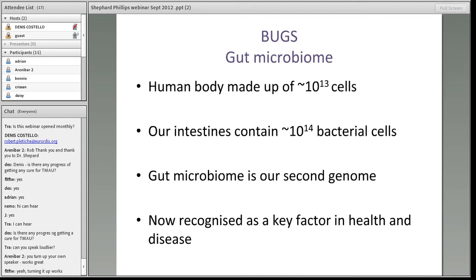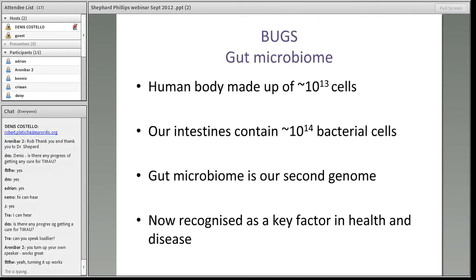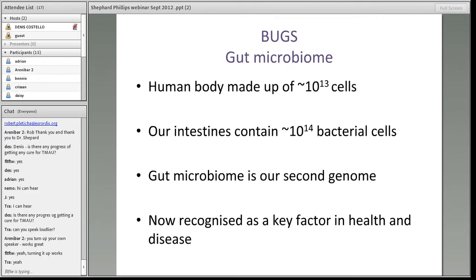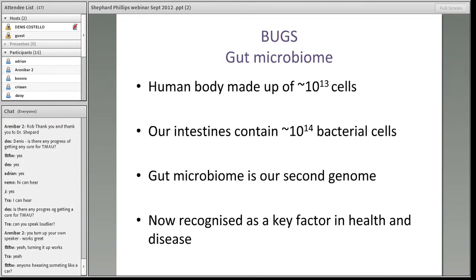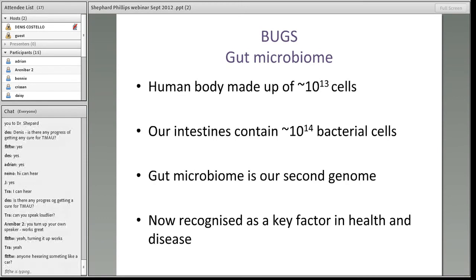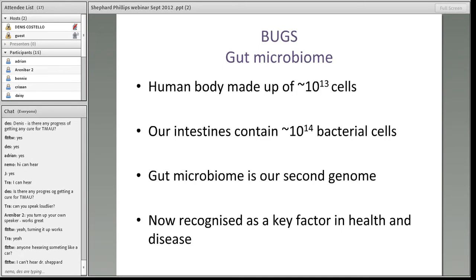So what I'd like to do here is to introduce you to the concept of bugs and the gut microbiome. If we simply look at the number of cells that make up the human body, we have a lot of cells, and it's about 10 to the 13 cells. But our intestines contain at least 10 to the 14 bacterial cells. We don't really know how many bacterial cells there are. We just know there are 10 times more bacterial cells in our body than actually make up the human body. So if you think about it, actually we're more bacteria than human. But the mass of the bacterial cells is smaller than our mass.